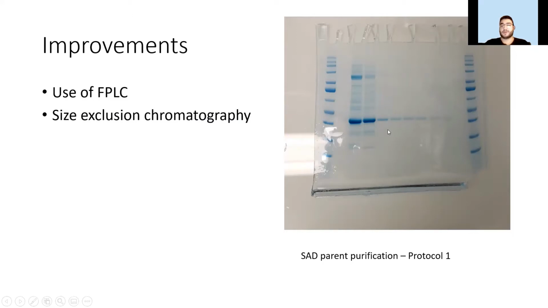So this was all the pooled samples from parent protocol 1. As you see here, the first 2 fractions had a fair amount of impurities, which are different in mass from what we're looking for, which is this band. Using size exclusion chromatography could have gotten rid of these from the beginning. So that's just an improvement we can do in the future.